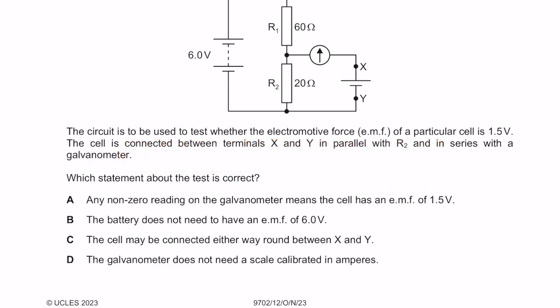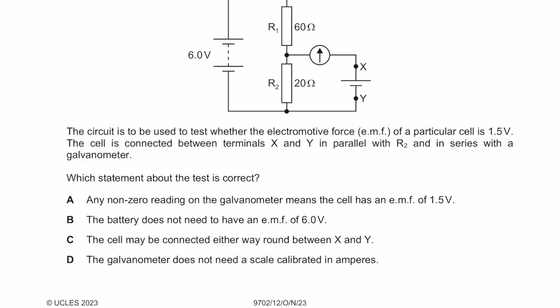In the circuit shown, a battery of negligible internal resistance is connected in series with 2 fixed resistors R1 and R2. The circuit is to be used to test whether the electromotive force of a particular cell is 1.5 volt. The cell is connected between the terminals X and Y in parallel with R2 and in series with a galvanometer. Which statement about the test is correct?